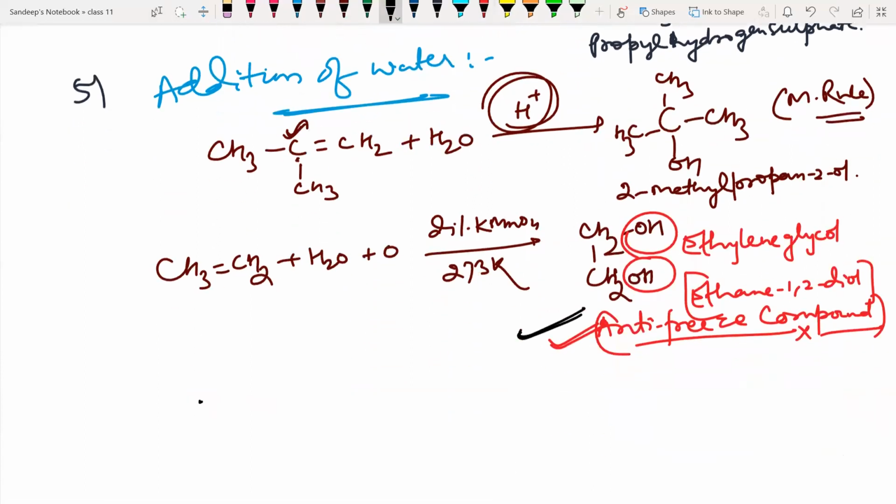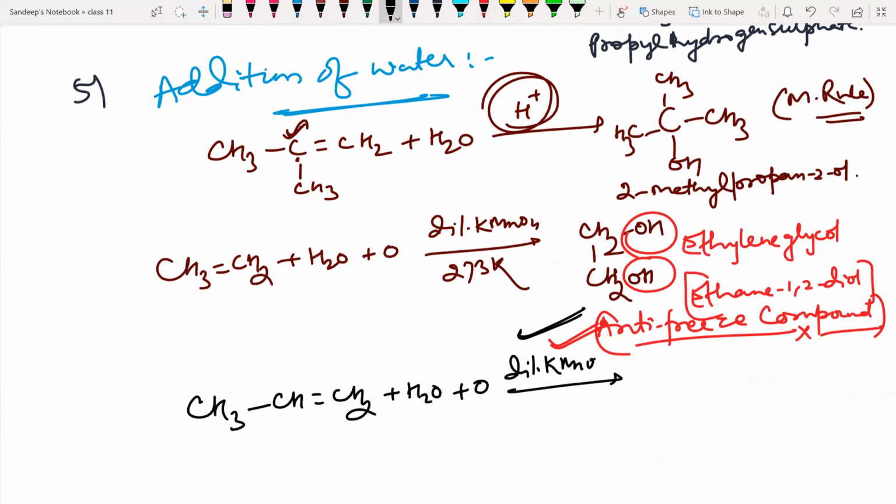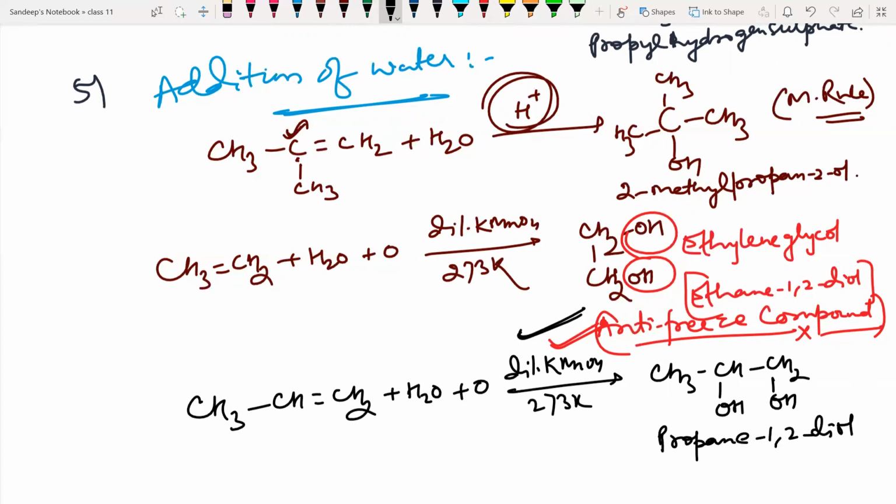If you take propene in this reaction with Bayer's reagent, dilute potassium permanganate KMnO4, it will form propane 1,2-diol. Keep in mind that when you have 2 OH groups, remove the E, write the full complete alkane name and then write diol.